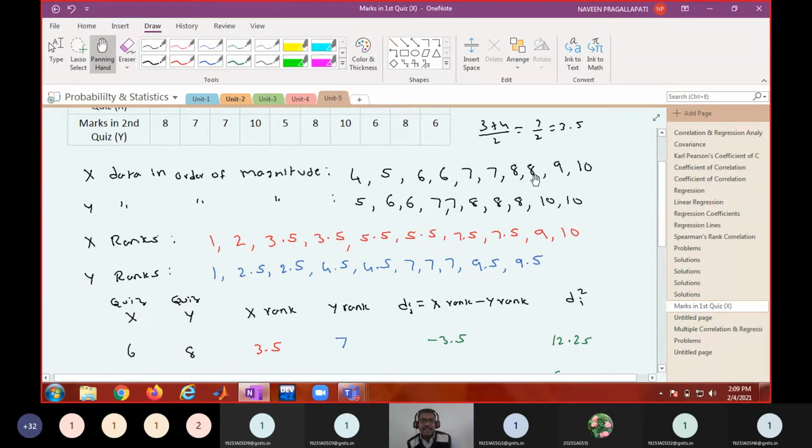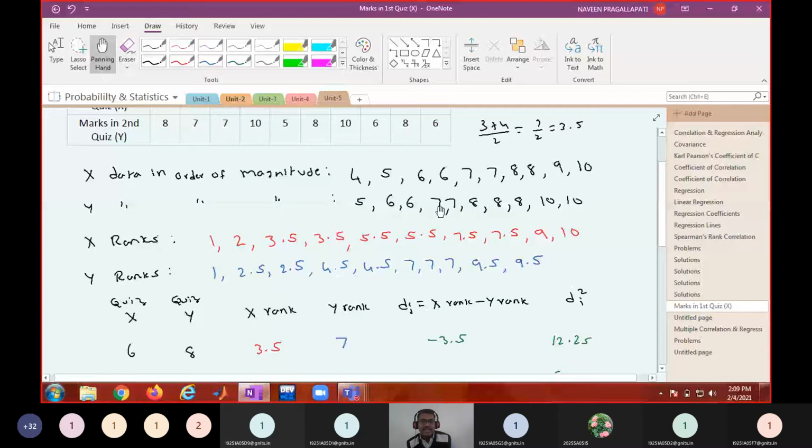Next 7 and 8. 7 and 8 portions are also occupied by the same number. So the average of 7 and 8 is 7.5 and 7.5. And these are all distinct numbers, so after the 8th portion, the 9th portion will be this, the 10th portion will be this. In a similar manner, in the first column, the 2nd and 3rd ranks have the same value, so the average of 2 and 3 is 2.5, 2.5, 5 by 2. After 1, 2, 3, the 4 and 5 rank average is 4.5, 4.5.